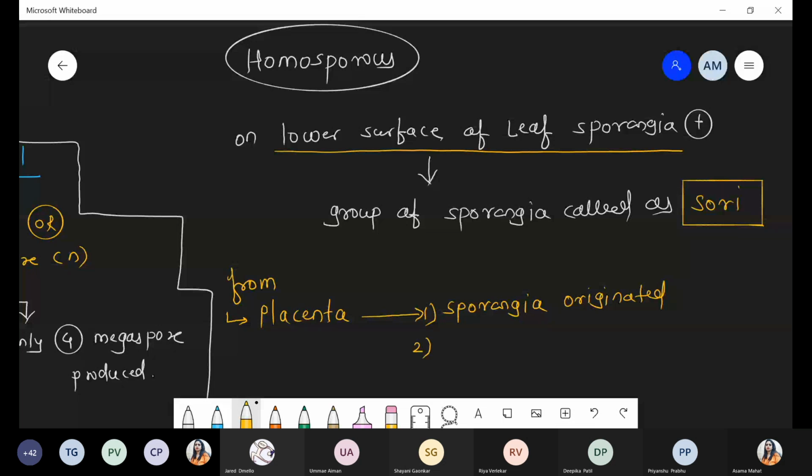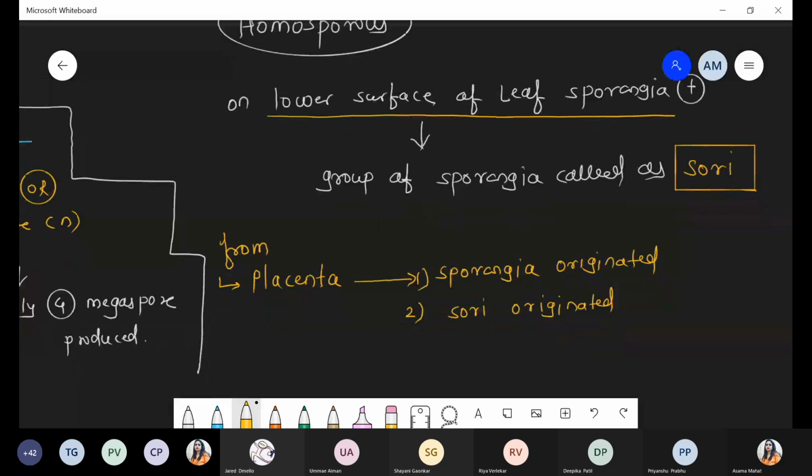And along with that, number three, which is very unique, and you will get this point in the assignment also if you solve it: there is development of one protective layer. That protective layer is called the indusium. So the placenta plays a very important role in Dryopteris, because a total of three parts originate from it. Number one, sporangia, which further form spores. Now the group of sporangia is called the sori, and the same sori also develop from the placenta. And here we are talking about one protective layer, called the indusium.